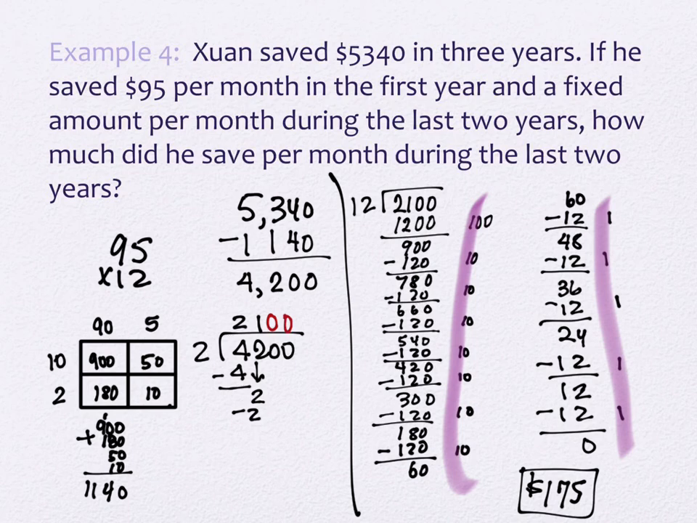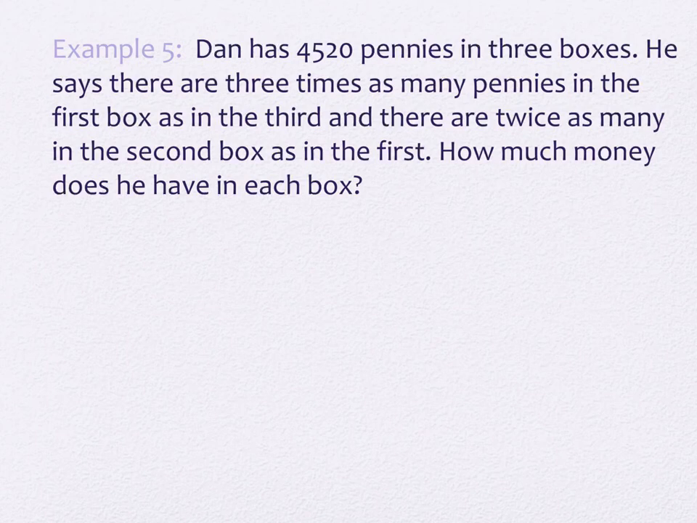Dan. All right, we will set this one up. I won't solve the whole thing because it's almost identical to one we already did today. Dan has, not dimes, but he has pennies. 4,520 pennies in 3 boxes. He says there are 3 times as many pennies in the first box as the third and twice as many in the second box as the first. How much money does he have in each box?